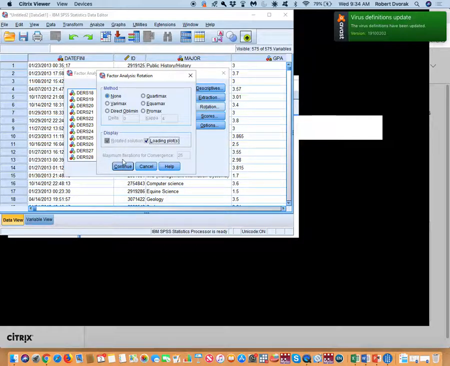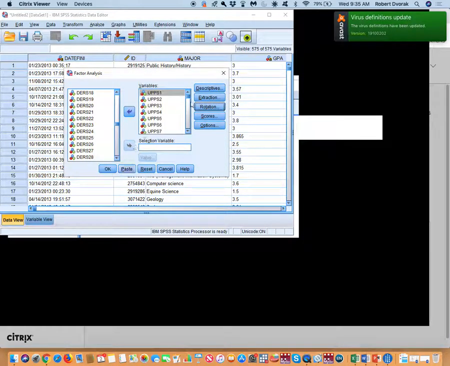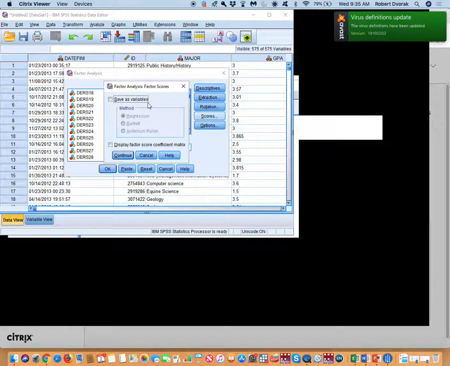But for starters, we're not going to do any rotation. Let's look at loading plots. Hit continue. Scores. Yeah, we can save the variables also.